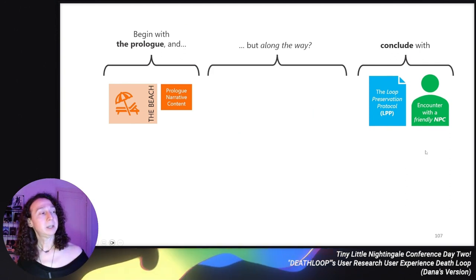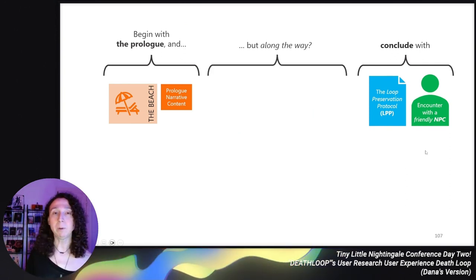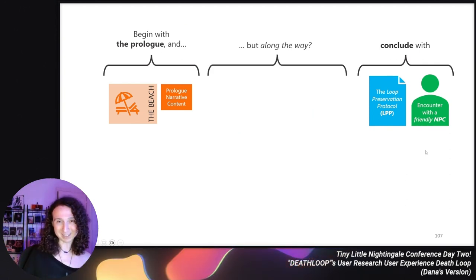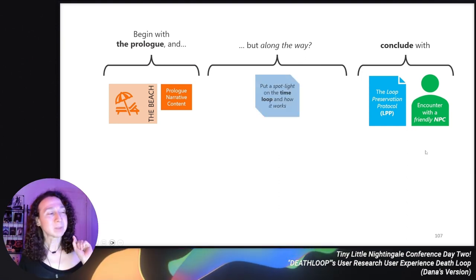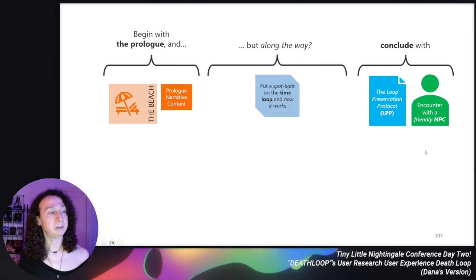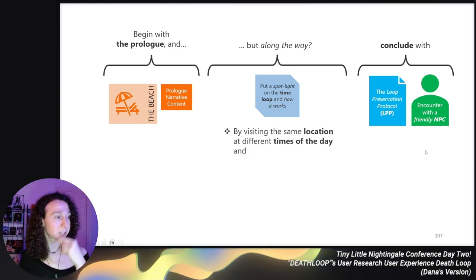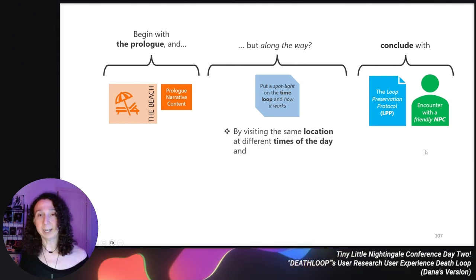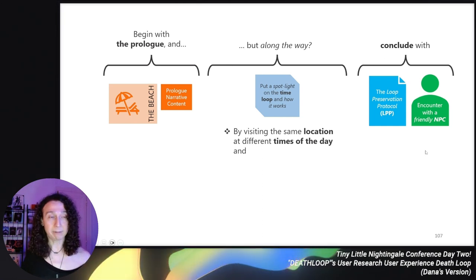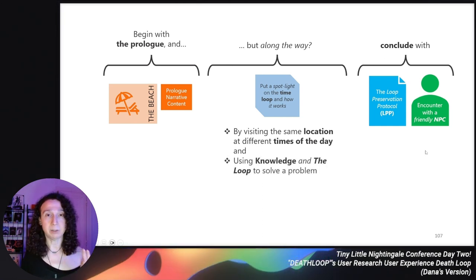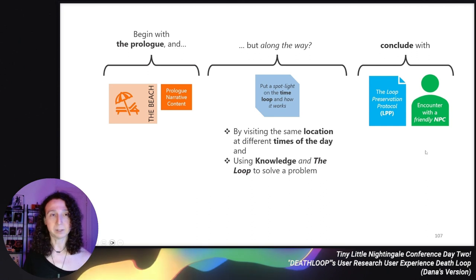Okay, so that's where we begin and that's where we end. But what do we do along the way? Chapter needs like a body, right? So let's start with our first goal. Our main goal is to put a spotlight on the time loop and how it works. So we're going to do this by visiting the same location at different times of the day. And we're going to use knowledge and the loop to solve a problem.